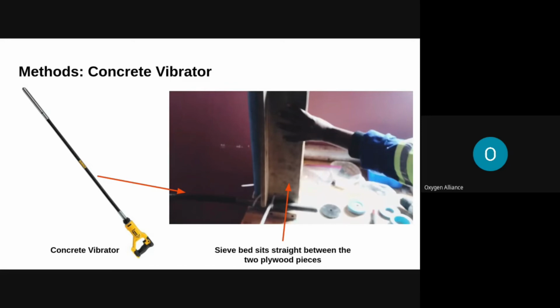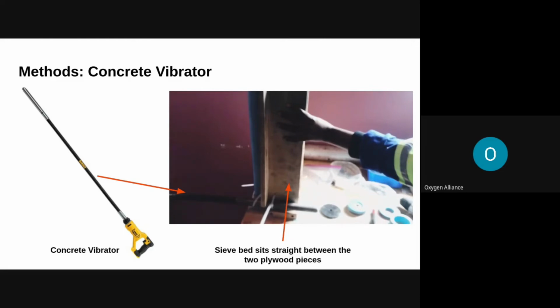As you can see in the graphics there, that's the poker, or the concrete vibrator, on the left side. This tool is expensive as compared to developing a snowfall tool, and it also requires power to operate. The biggest advantage is that it's very fast. All you need to do is attach it to the side of the bed while the bed is sitting flat, and then vibrate the bed.